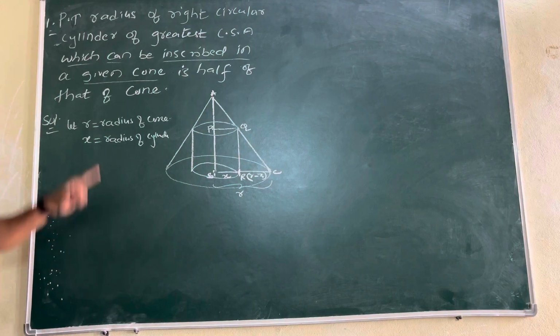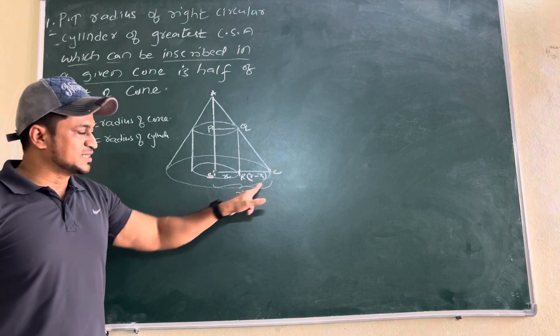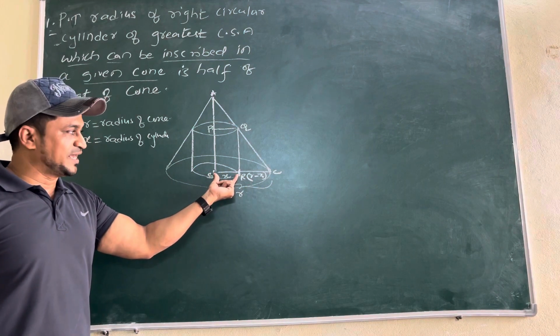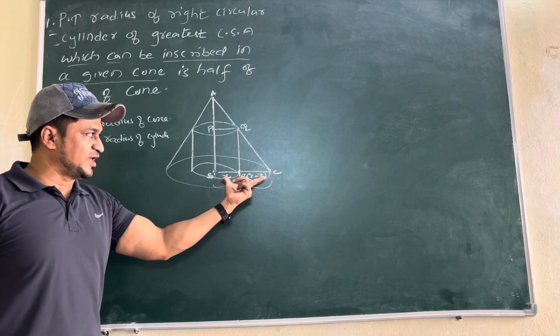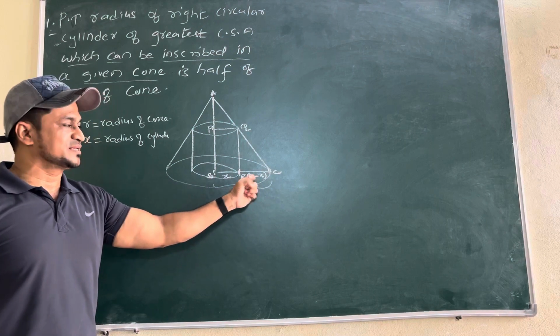Got it? First we have a cone. We have a cylinder. Cone radius is R. Cylinder radius is x. The remaining value of this radius, the total radius is R, this is x, so this will be R minus x.